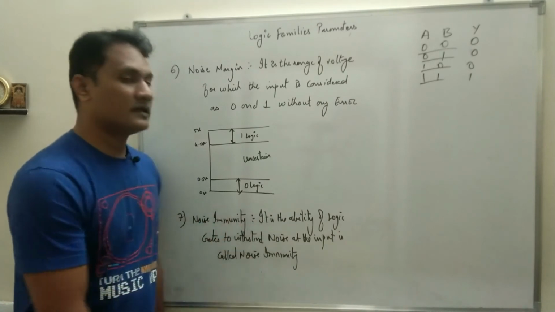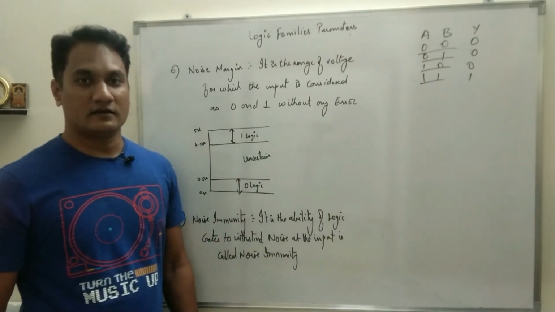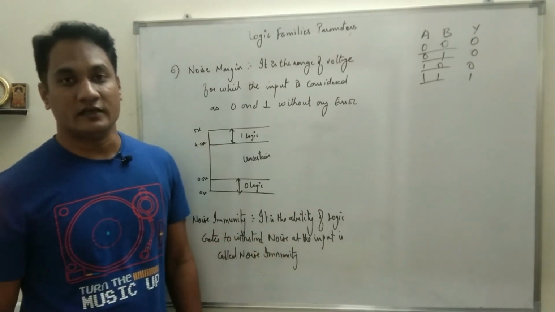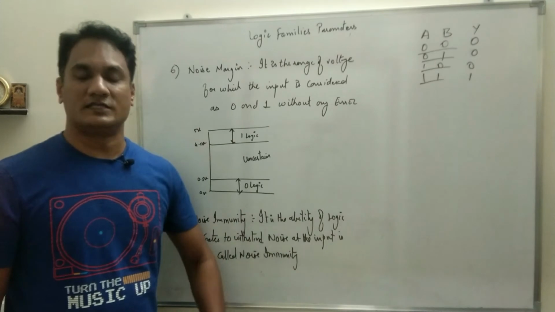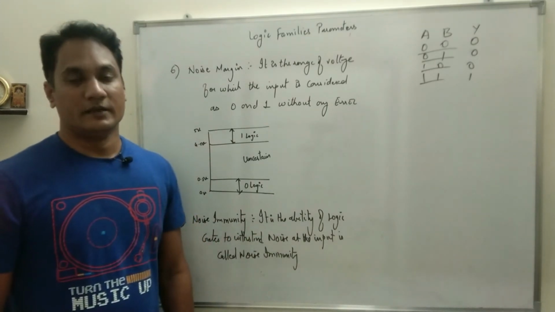This will be called as noise margin. That means if this margin changes, the more the output will be error free, the more its ability to withstand noise at the input. So that is what noise immunity is.